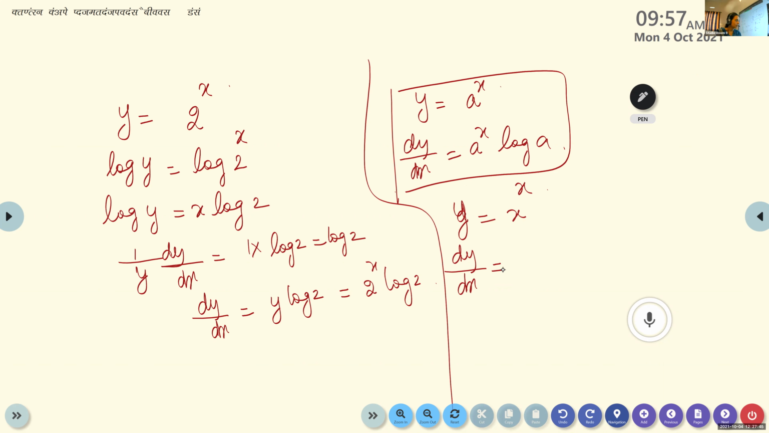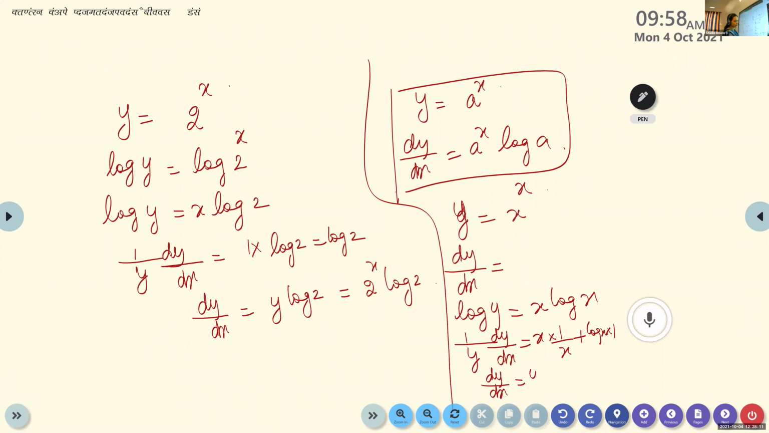Whenever power comes x, we have to do log, isn't it? When you take log here, log y is equal to x log x. Now what is derivative of log y? 1 by y dy by dx is equal to product rule x into log x. If you differentiate 1 by x plus log x into derivative of x is 1. So when you cross multiply this, dy by dx is equal to y into 1 plus log x.